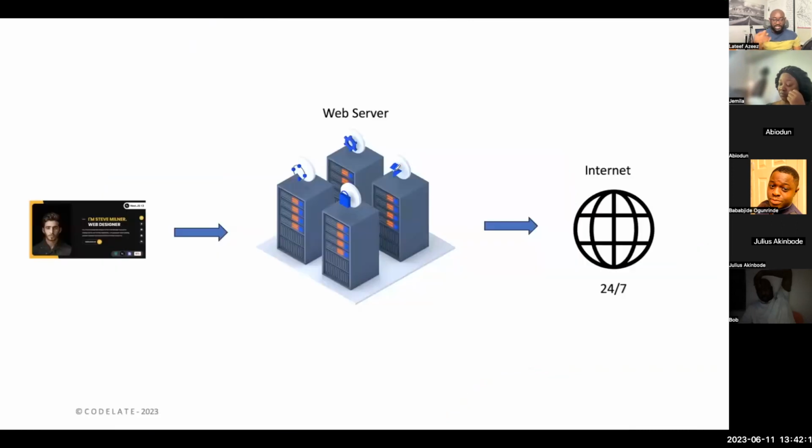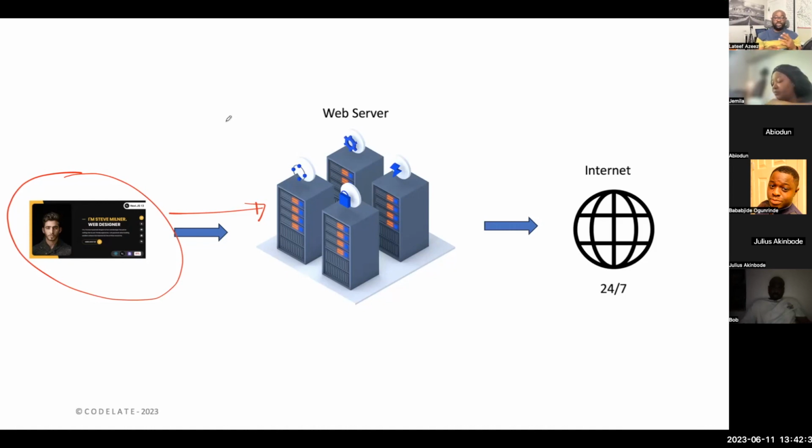Now, how do you make that happen? It's simple. You are going to upload your website into a web server. This is an example of a web server, which is hosted somewhere. We have web servers in different places. Like I was explaining in our first class, there's always going to be an ISP. An ISP is your internet service provider.